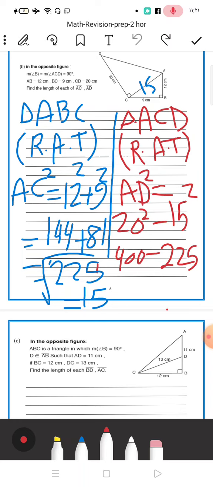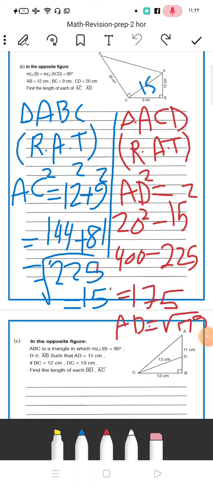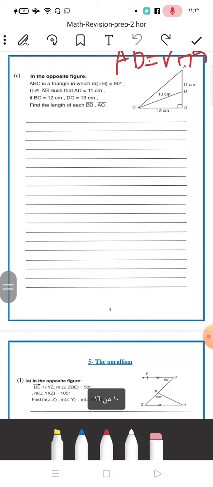Okay, it will be equal to 175. So here the length of the third side AD equals the square root of 175. Okay, now let's look at the other example here.